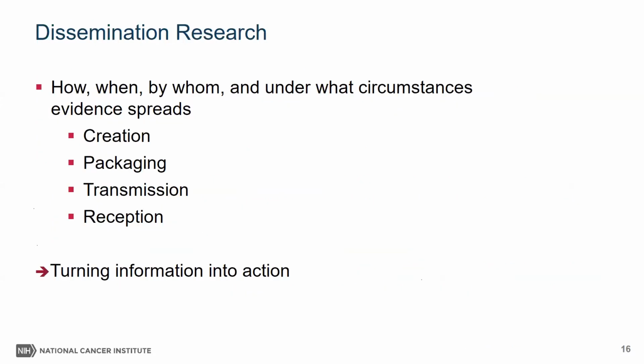So on the next slide, I tease it out a little bit further for dissemination research. What we're really interested in is understanding how, when, by whom, and under what circumstances evidence spreads, and focusing on all the stages of evidence from its creation to its reception. And these are important steps that we often jump over. On the next slide, teasing out a bit further what implementation research is.